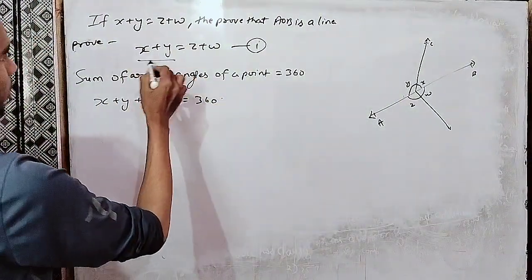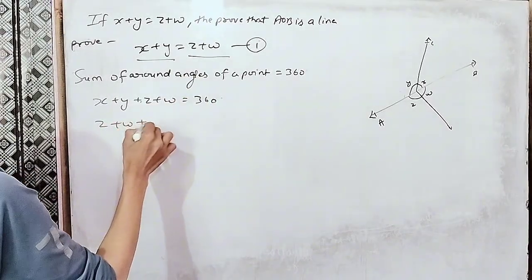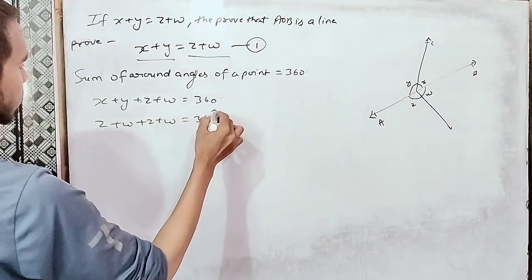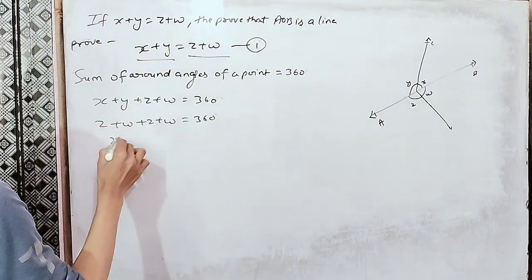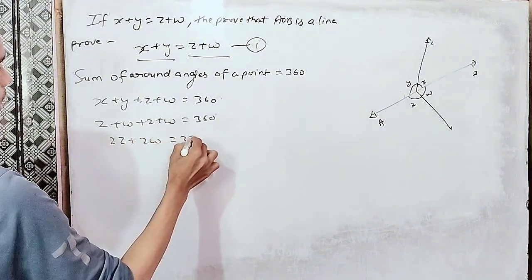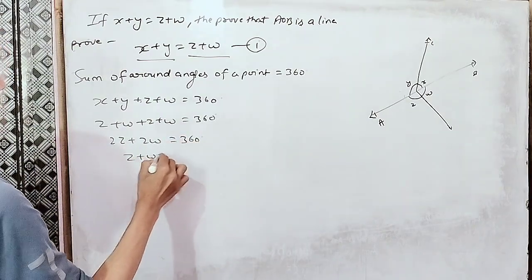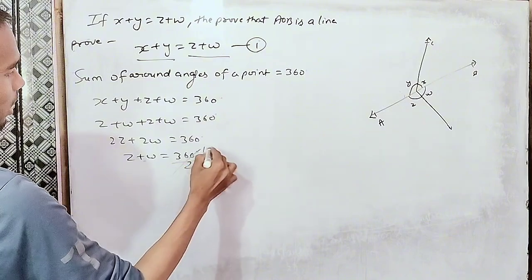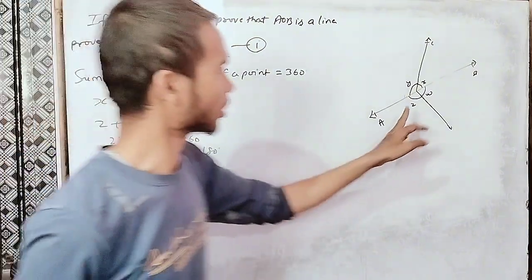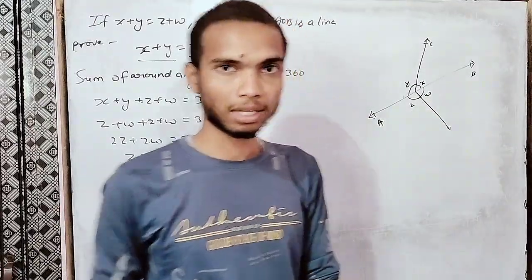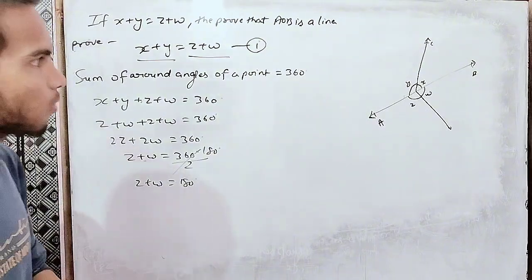Now we will put in the value of this. So the value of this is how much? This z plus y is 360. Now we are going to simplify it. 2z and 2w and 360. 2 is common. So can we write z plus w is 360 by 2, which is 180. So z plus w, the sum of this angle and this angle, is 180 degrees. So we proved it.